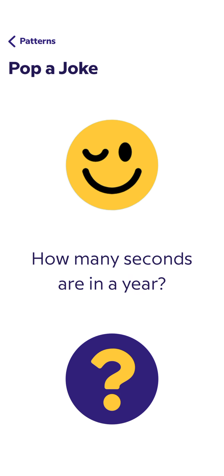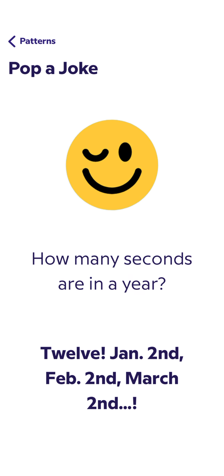How many seconds are in a year? 12. January 2nd, February 2nd, March 2nd.